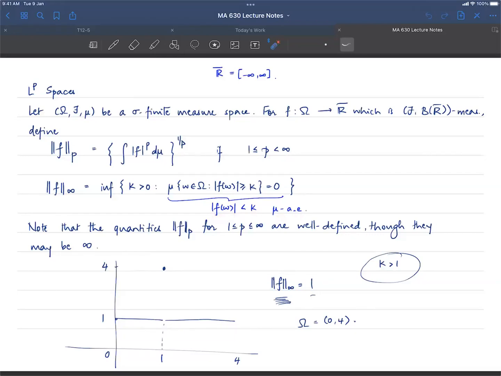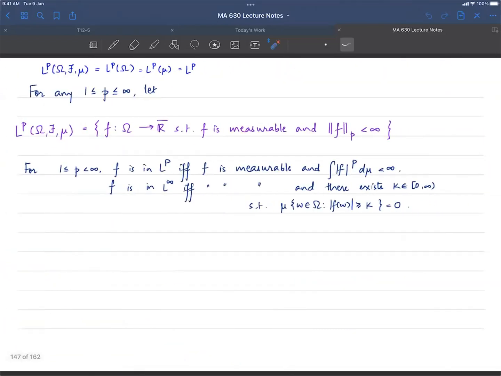We discussed last time that these two quantities are always well defined for any function you may take in this family. It may be infinite. Then if the quantity is finite, then you say that the function belongs to LP. So for any 1 less than or equal to p less than or equal to infinity, we define LP of (Omega, F, mu) to be the set of all functions f taking Omega to R bar such that f is measurable, and this symbol norm f sub p is less than infinity.